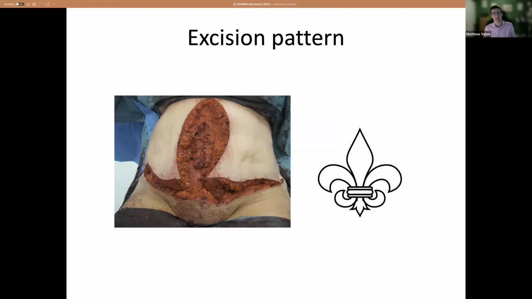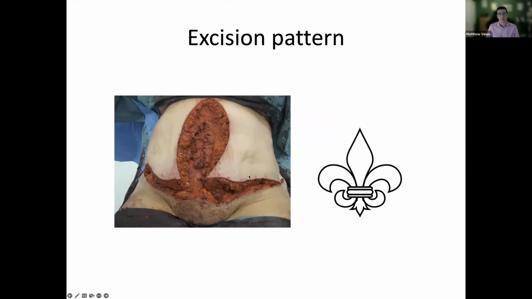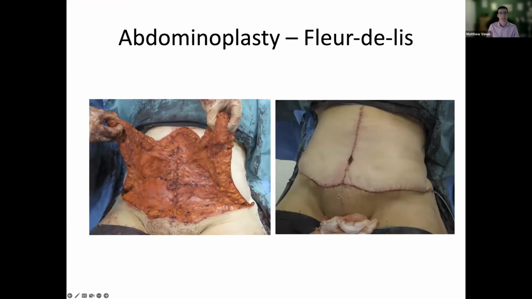This is another patient. This is why it's called a fleur de lis, because this is the excision pattern you get. You get a lower abdominal ellipse removed, a vertical ellipse, and it looks like this, fleur de lis. So repaired the divarication. I've actually done some lateral plication, transverse plication as well, and closed it over a drain, stitched the belly button into the scar. And that's why you get this big inverted T scar.